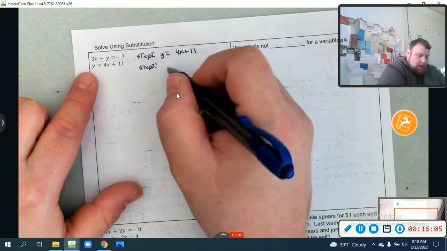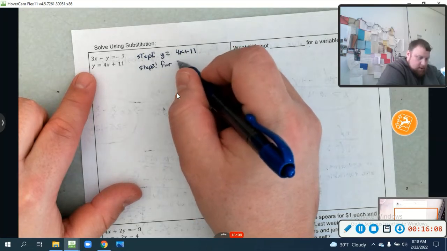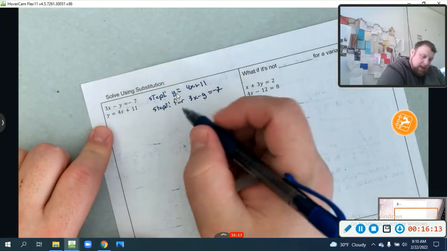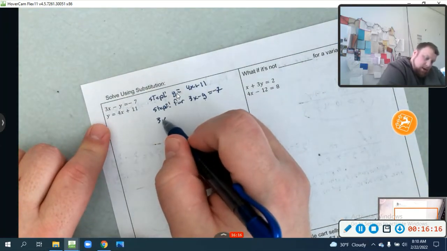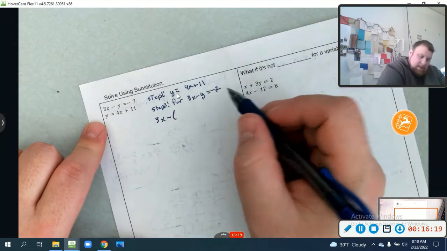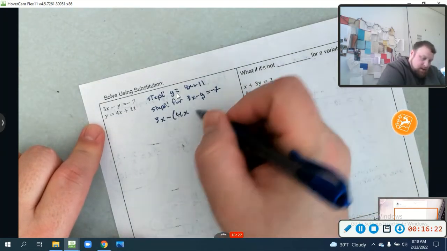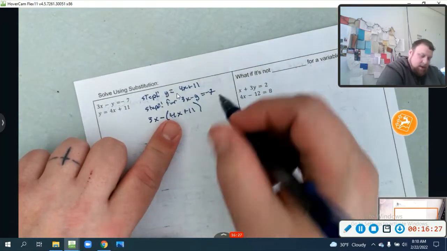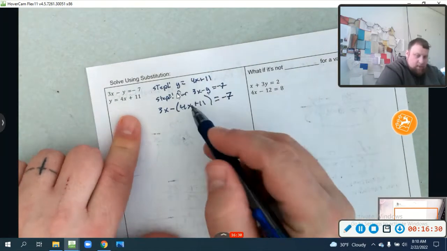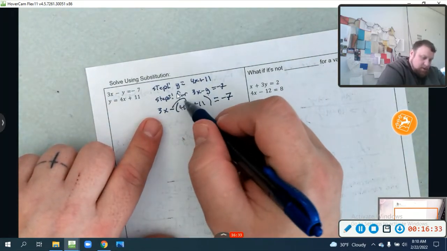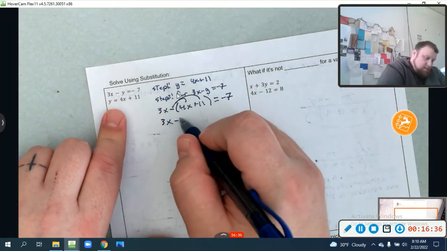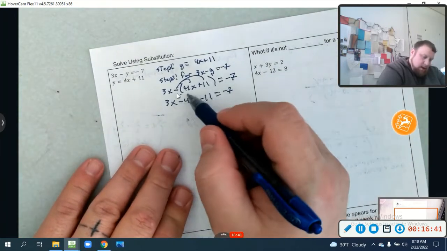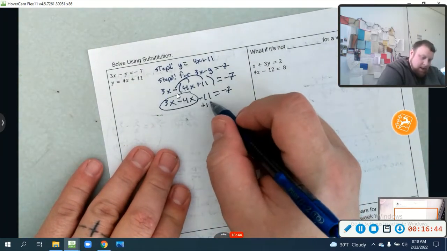So on the other one, we have 3x minus y equals negative 7. In y, I'm going to plug this in. So what am I going to have? I'm going to have 3x minus, and I'm going to put this in parentheses for y, 4x plus 11. See how I just took where y was and I replaced it with 4x plus 11? That equals negative 7. Now, we've got to look at the outside. There's a negative. We've got to distribute this negative. So I get 3x minus 4x minus 11 equals negative 7. Okay? And we can combine like terms right here, and I'm going to add 11 to both sides.